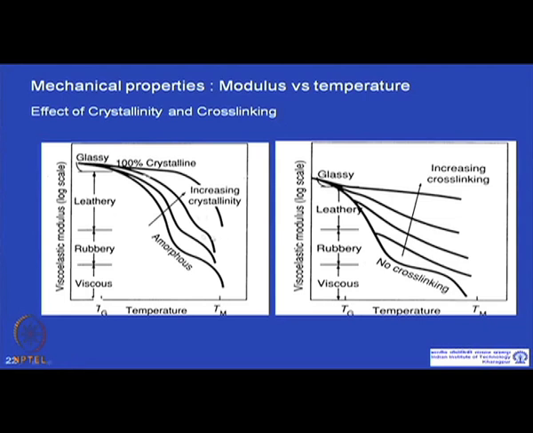So, this is the way you can basically change it. If you have a semi-crystalline material, you can increase the crystallinity to increase the load bearing capacity of the material, and you can also cross link to increase the load bearing capacity even at higher temperature, but then cross links bring other problems with them, like processability.